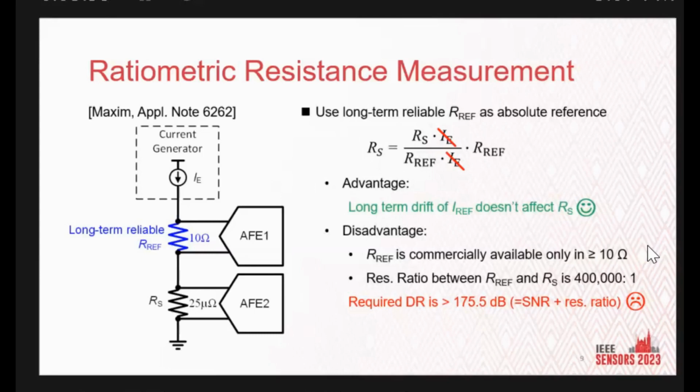The disadvantage is that the reference resistor with long-term reliability is commercially available only at 10 ohm or more. The resistance ratio between these is 400,000 to 1. So the required dynamic range of the FE is more than 175 dB. That's impractical. So our proposed system solves this disadvantage.